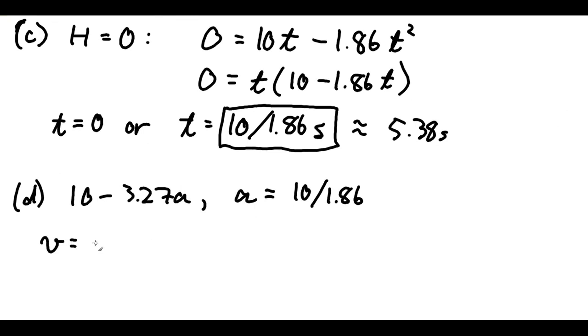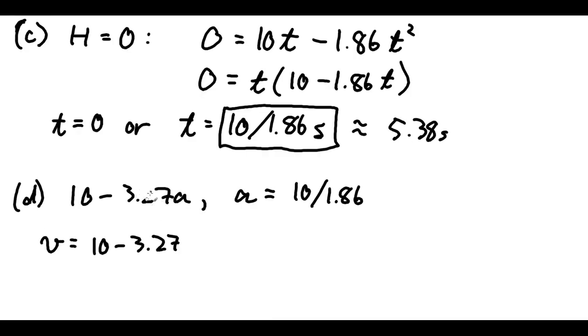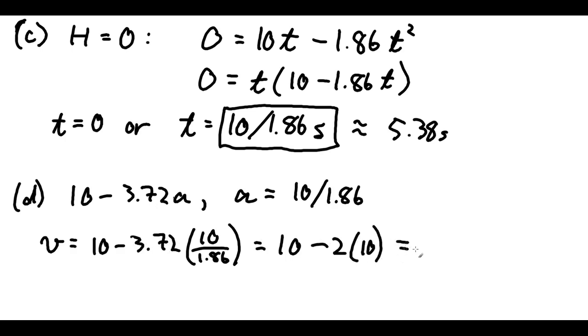So the velocity is 10 minus 3.27. I'm copying that right. 72. I got that backwards. Let me fix that. I knew that didn't feel right. Too many things to keep track of at once. 72. Is that right? Yes, there we go. Times a, which is 10 over 1.86. So we have 10 minus, now if we remember this 3.72 was 2 times 1.86, that's where that came from. So we have 10 minus 20, which is negative 10 meters per second.